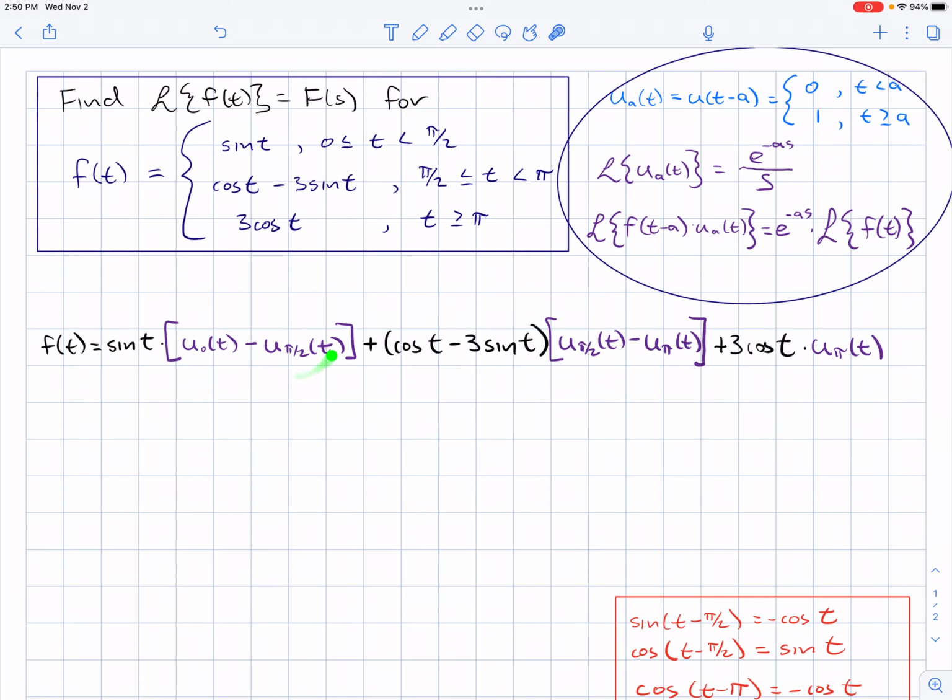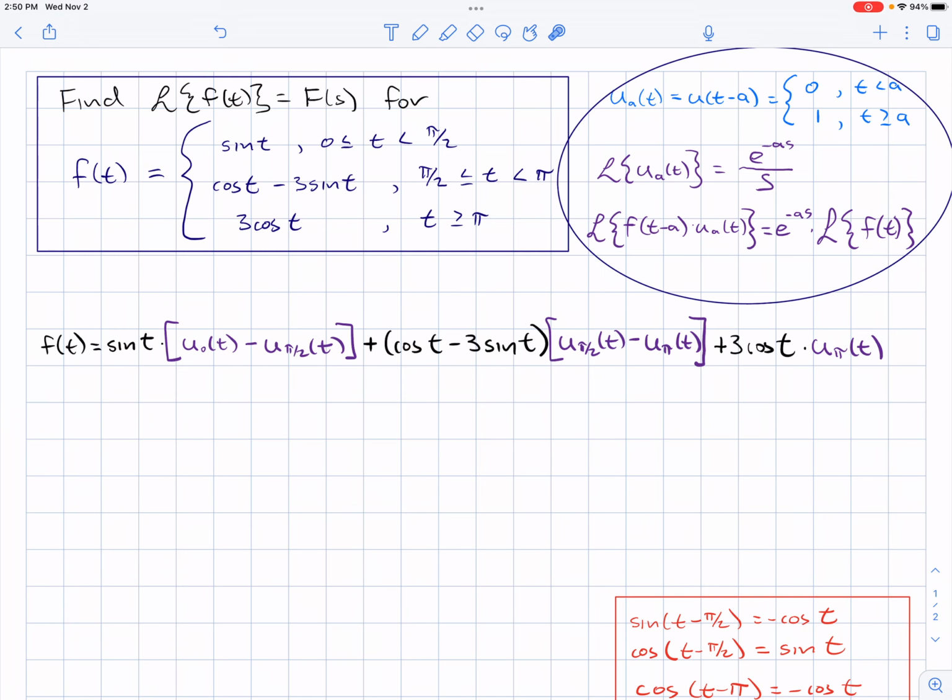To the left this will be 0 of that, so you'll just have sine t from essentially 0 to pi over 2, and then after pi over 2 this will be 1, and this will be 1 also, and you'll have 0 times sine, which is just nothing, and that will create the sine of t function only on the interval from 0 to pi over 2.